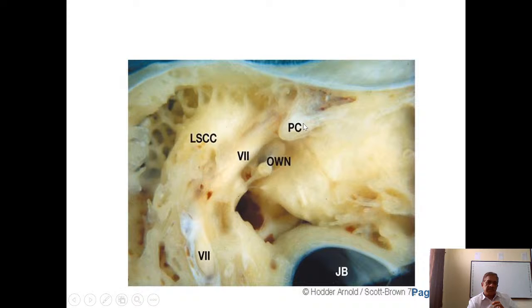Processus cochleaformis, the small projection for the tensor tympani, and lateral semicircular canal, facial nerve, the oval window covered by the footplate of the stapes, the round window covered by the secondary tympanic membrane, and the promontory, which is the bulge produced by the basal turn of the cochlea, and that is the eustachian tubal opening. Okay, and that's the jugular bulb. This is how it appears in the temporal bone.